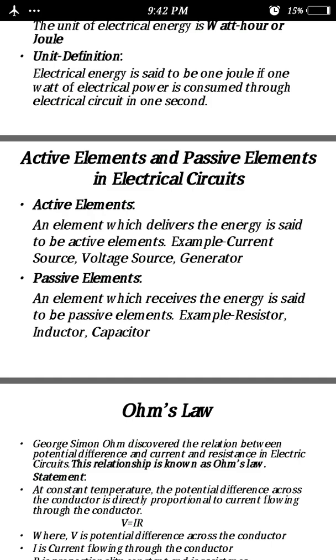Then, the active elements are current source, voltage source and the generator. The passive elements are resistors, inductors and the capacitor. So in the previous slide, we discussed the basic elements, right? Those are all passive elements.